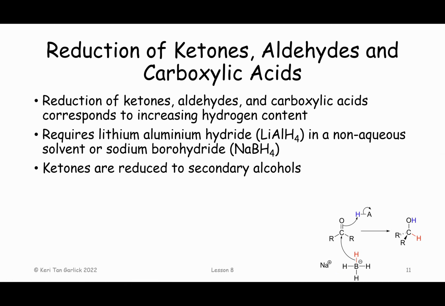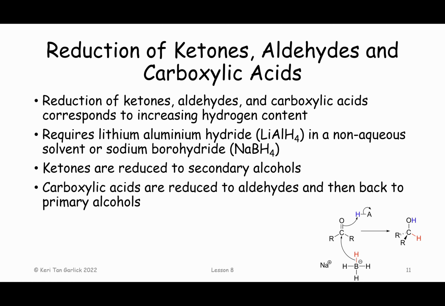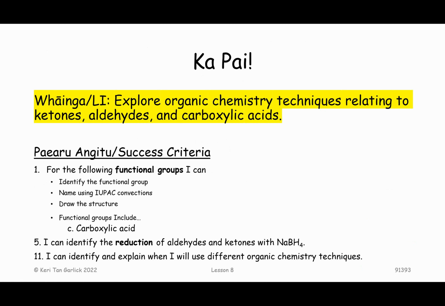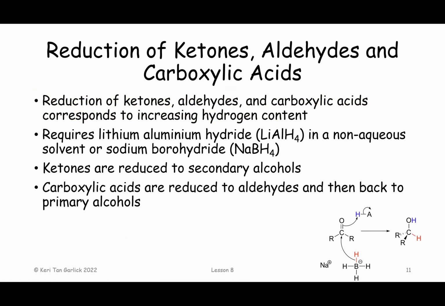So ketones would be reduced back to a secondary alcohol because secondary alcohols are what make ketones. Carboxylic acids would first be reduced to an aldehyde and then be reduced again to a primary alcohol. And again, it makes sense in the sequence of events. Primary alcohols make aldehydes, aldehydes make carboxylic acids. Cool. So just be mindful if you see any reversing on a flow chart, then that's what you're using.